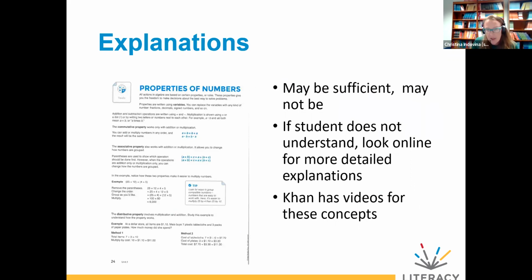As you start working through the book, you've probably noticed, if you've used this series, the explanations for things are 1, sometimes 2 pages. For some students, these explanations are sufficient. You may find for other learners, this maybe isn't going to be enough explanation. If your student doesn't understand, we really, really encourage you to look online for more detailed explanations or other ways of explaining things. Khan Academy has videos for pretty much everything that's in both of these books.